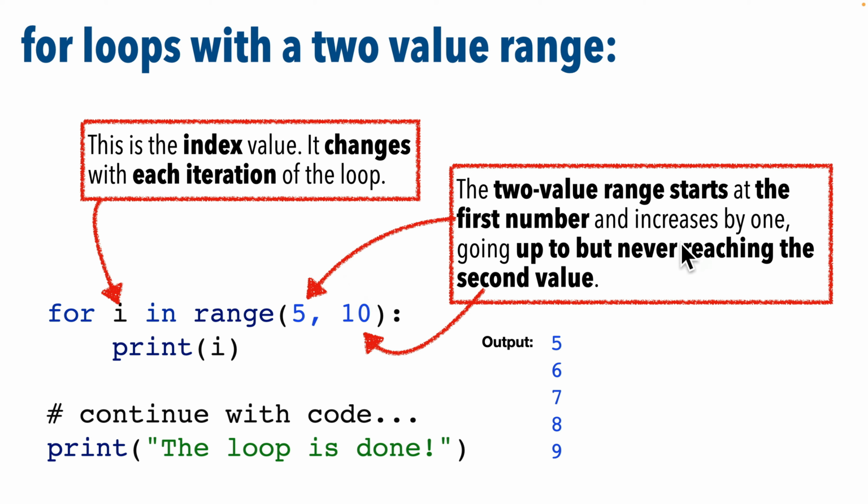We never reach 10. The loop is done, and since we have a statement that's outdented below this, we're going to print out, the loop is done. So let's try this in PyCharm.